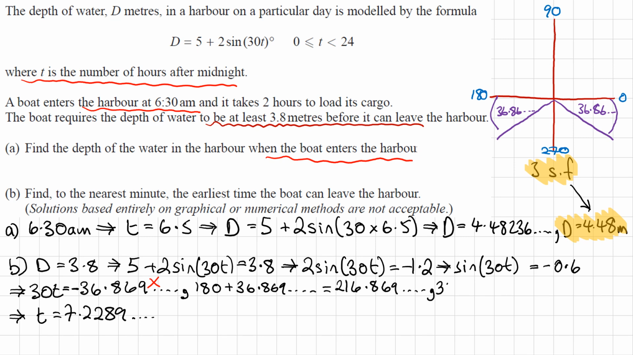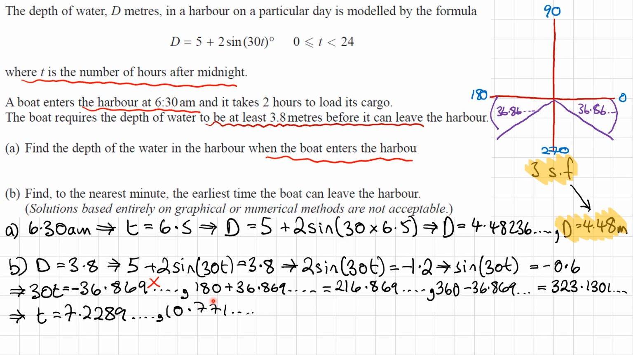So 360 minus 36.869. Let's see what that gives us, because it does continue. That angle is 323.1301. Now let's divide this by 30 and see what value that gives for t. This gives a value of t of 10.77100. Right, this is fine because this is going to be sometime after 10 o'clock. That's after 8:30, so this is fine.